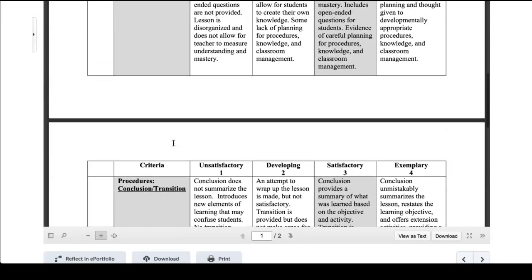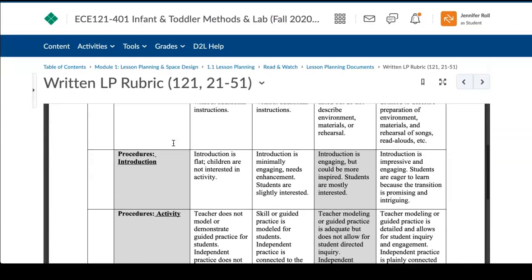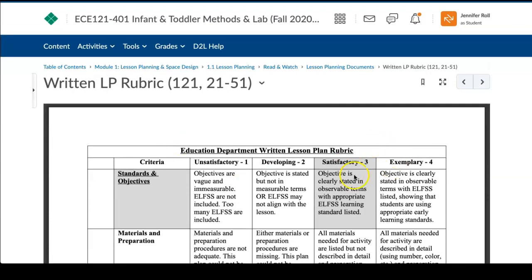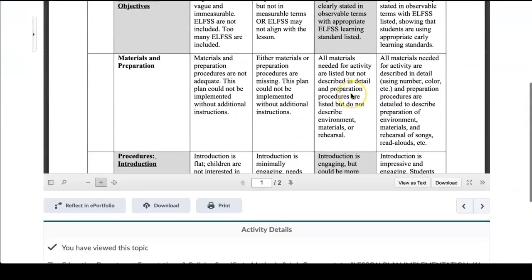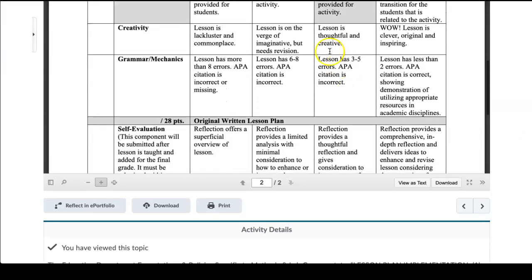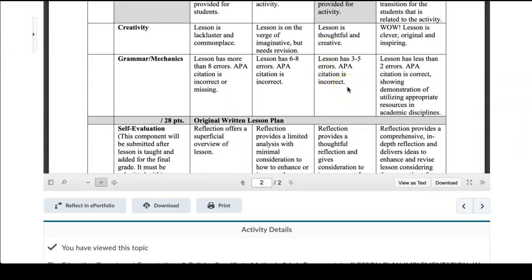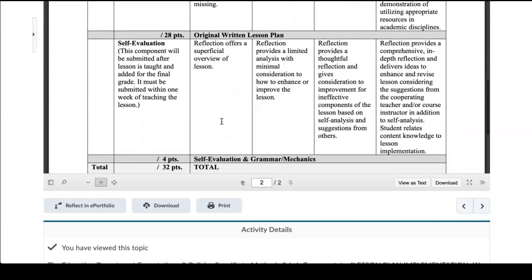Okay? Remembering that those 4 gray criterion must earn a minimum of 3, and that all students will have the opportunity, if the gray areas are not met at 3, or you do not meet 75%, which is 21 points on the written, that you will have the opportunity to revise your lesson plan and submit it with your implementation video. After you implement your lesson plan, you will complete your self-evaluation, those 5 questions that we reviewed on the lesson plan guidelines.